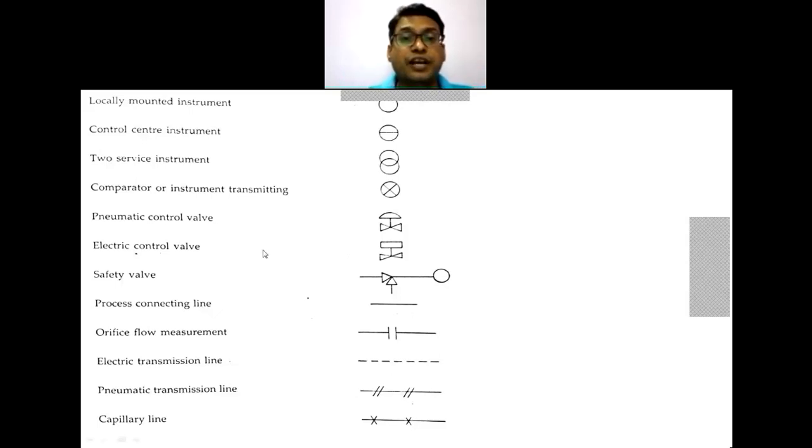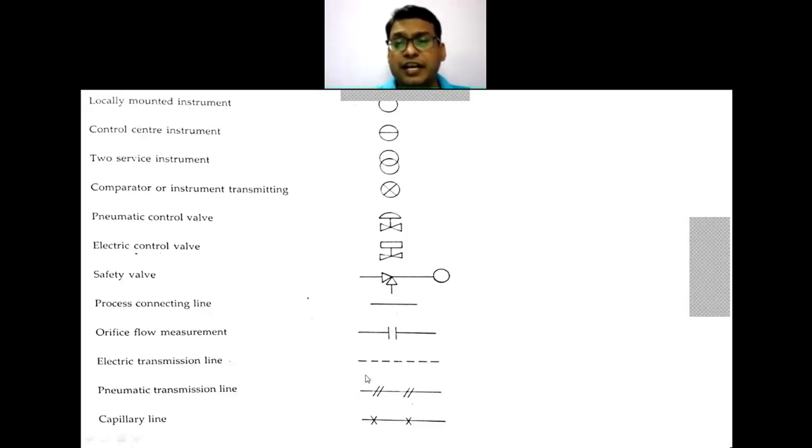Then electric control valve, electric motors, this is what a pneumatically operated control valve. The electrically operated control valve is shown like this. Then safety valves, that is, it is flared, which is going outside. Then our process connecting lines, a simple line process connecting that is provided. Then the orifice flow line, the flow is broken and the orifice that is provided.